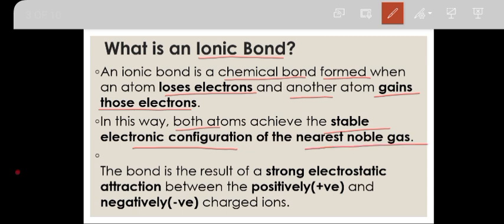What is electronic configuration? Electronic configuration is the arrangement of electrons in shells and subshells around the nucleus. So what is an ionic bond, dear students? An ionic bond is the chemical bond formed when one atom loses electrons and another atom gains those electrons. In this way, both atoms achieve stability and become stable.